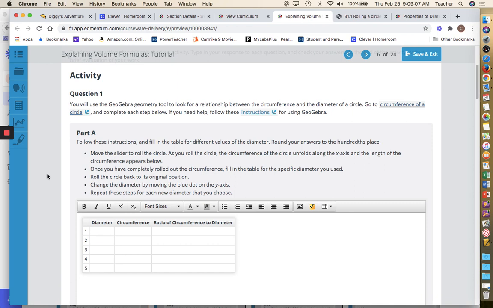All right. Okay, fill in the table for different values of the diameter, to the nearest hundredth. So move the slider, roll the circle. As you roll the circle, the circumference of the circle unfolds along the x-axis and the length of the circumference appears below. Once you have completely rolled out the circumference, fill in the table for the specified diameter you used. Roll the circle back to its original position. Change the diameter by moving the blue dot along the y-axis. Repeat these steps.